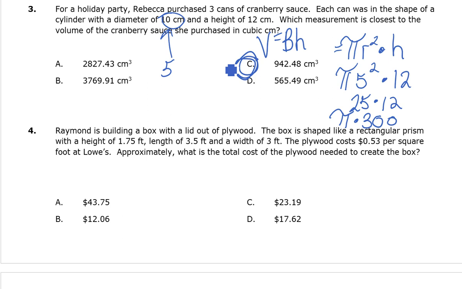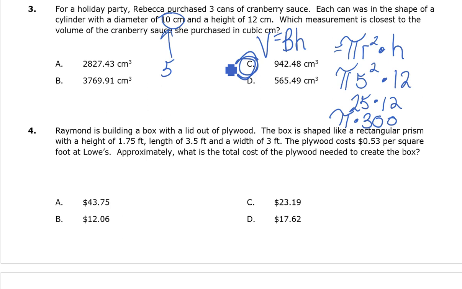Okay, number 4, Raymond is building a box with a lid out of plywood. The box is shaped like a rectangular prism with a height of 1.75 feet, length of 3.5 feet, and a width of 3 feet. The plywood costs 53 cents per square foot at Lowe's. Approximately, what is the total cost of the plywood needed to create the box?